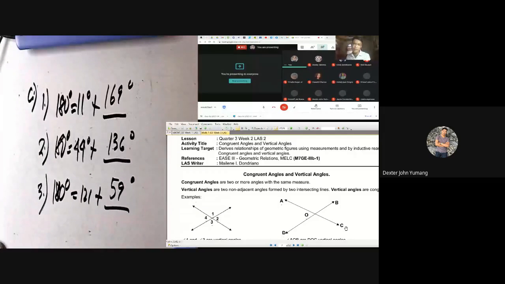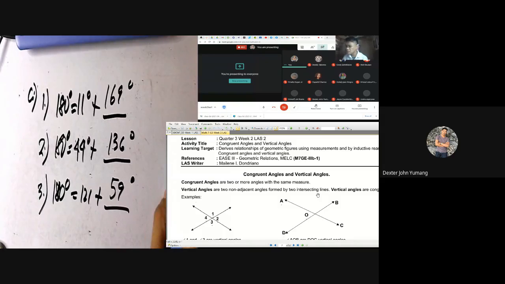So today we will be learning about week number 2, lesson number 2 of our lesson. Lesson number 2's title is Congruent Angles and Vertical Angles. Today we will be learning the following things. We are going to derive relationships of geometric figures using measurements by inductive reasoning and congruent angles and vertical angles.